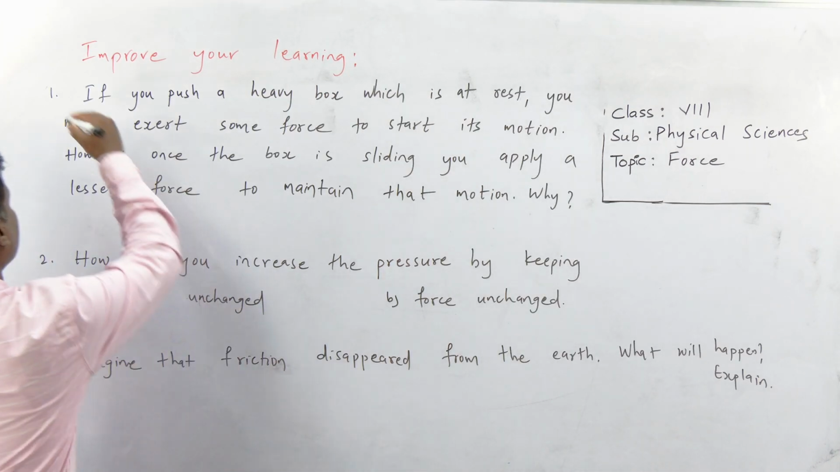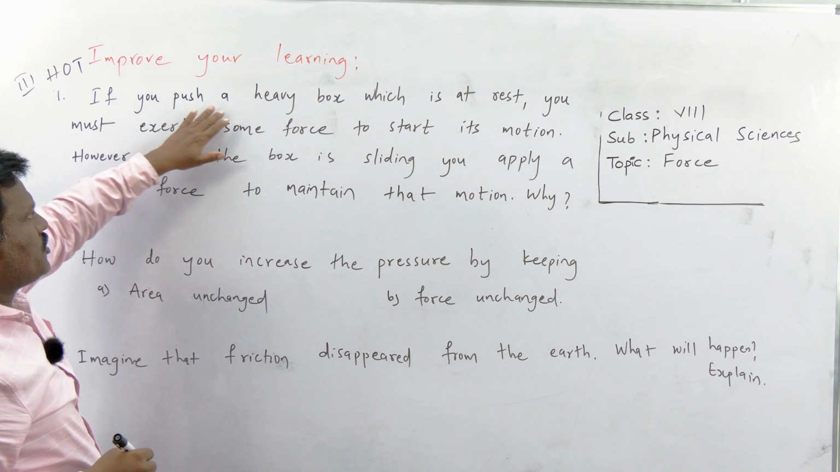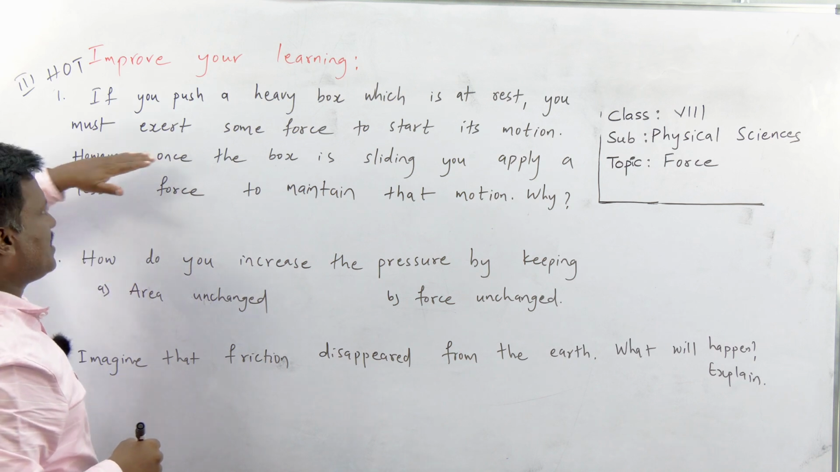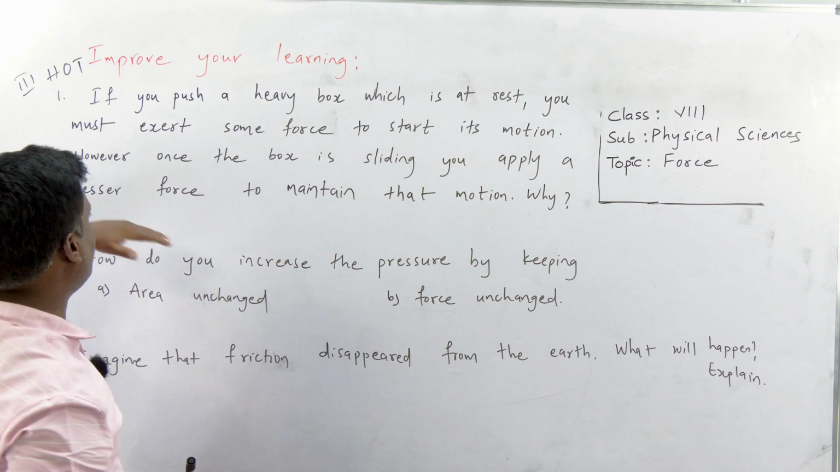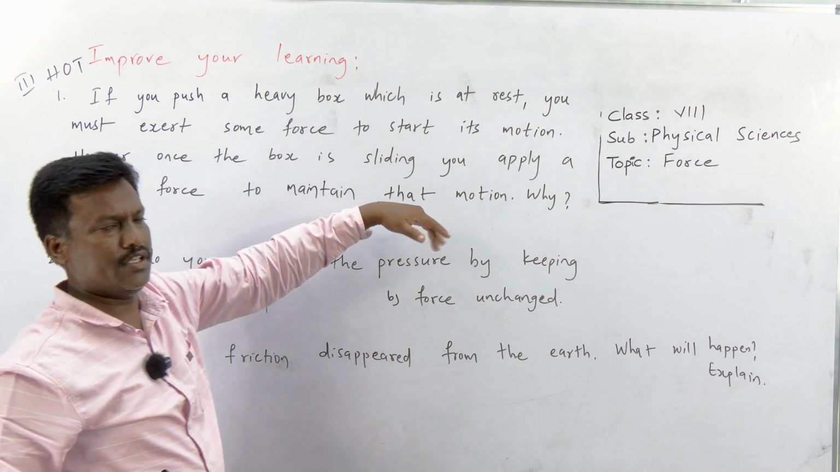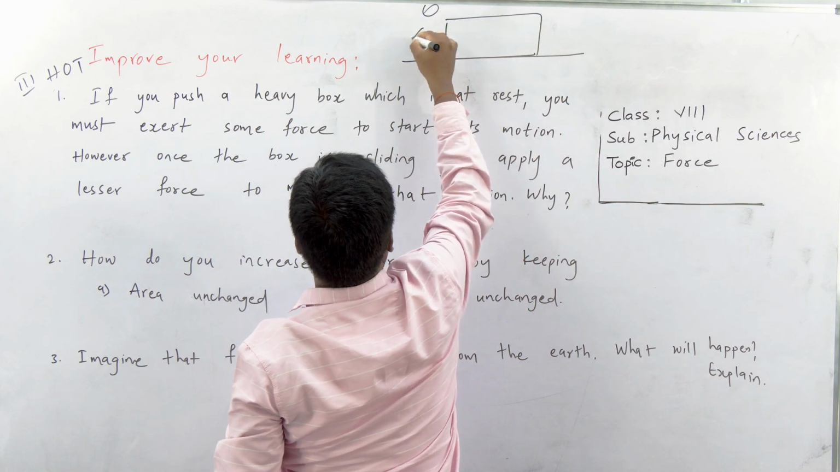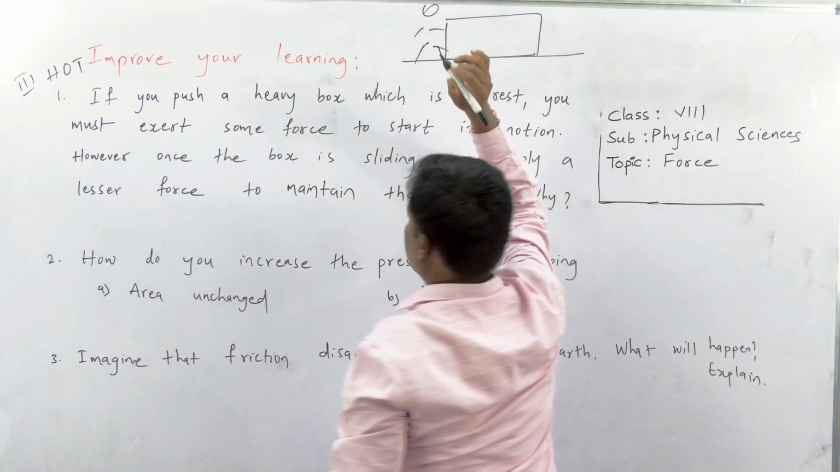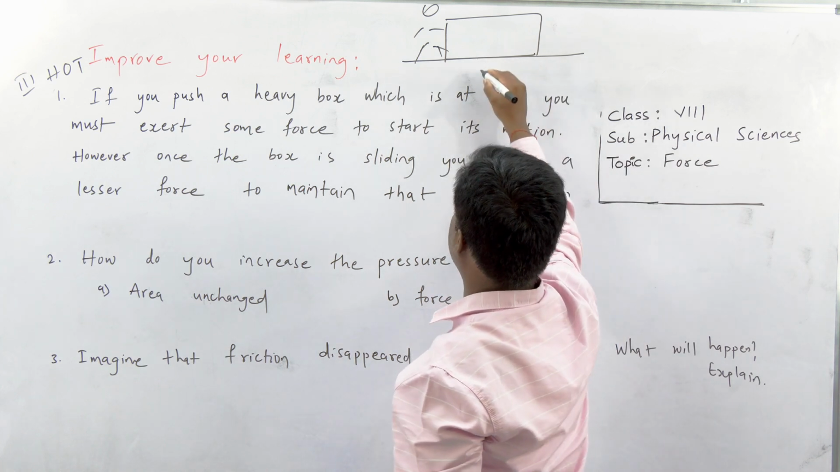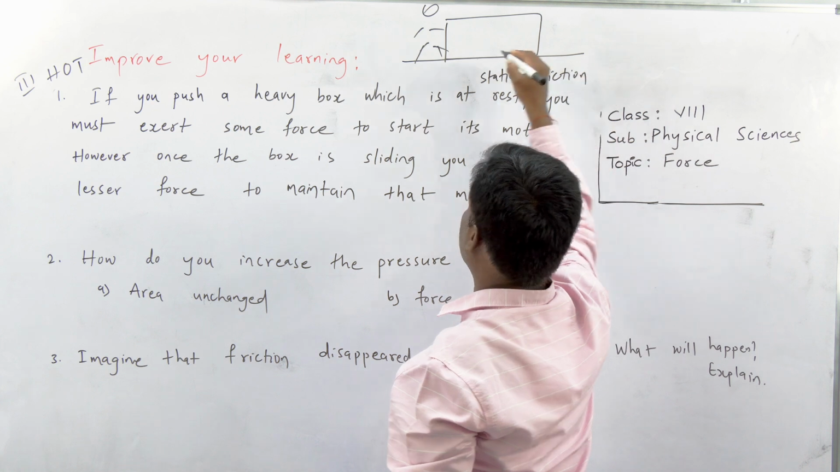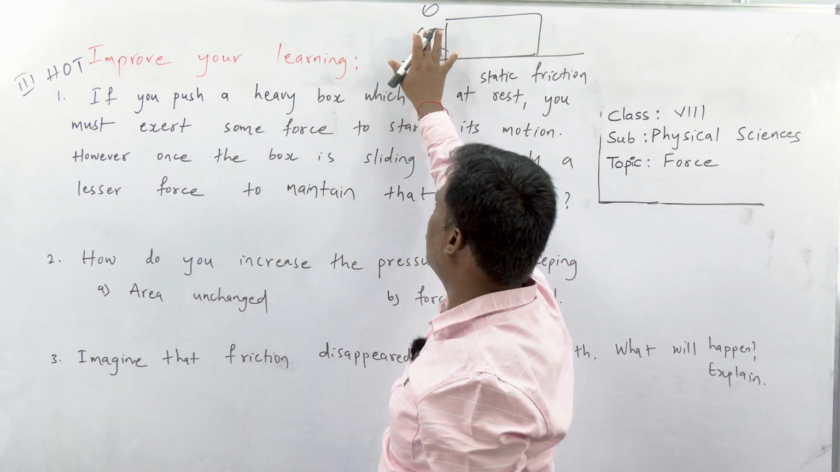So higher order thinking questions, this is the third bit. If you push a heavy box which is at rest, you must exert some force to start its motion. However, once the box is sliding, you apply a lesser force to maintain the motion, because initially when the box is at rest, whenever you try to apply force, the box is unable to move because there is friction acting between them. That friction is called static friction. Due to the static friction, initially we are unable to move the box, but the static friction increases whenever our applied force increases.